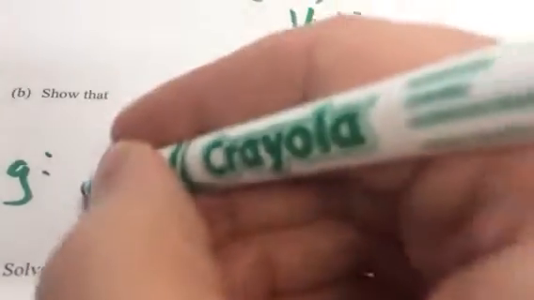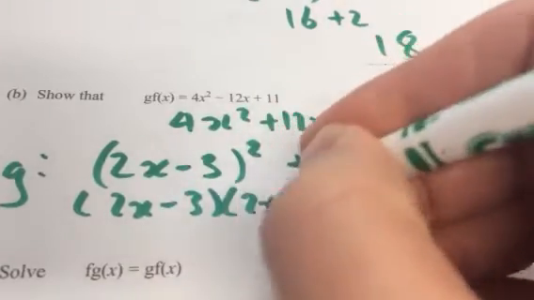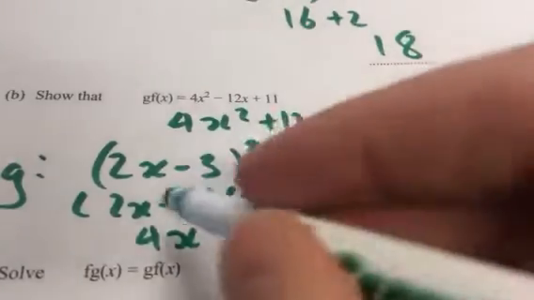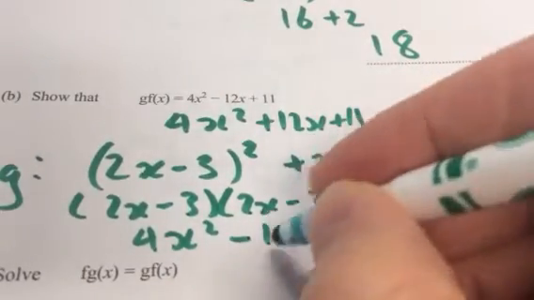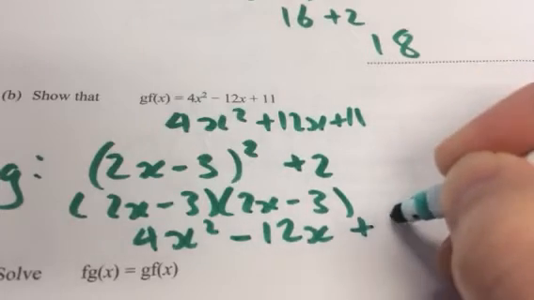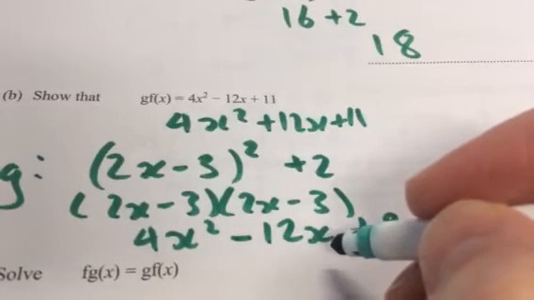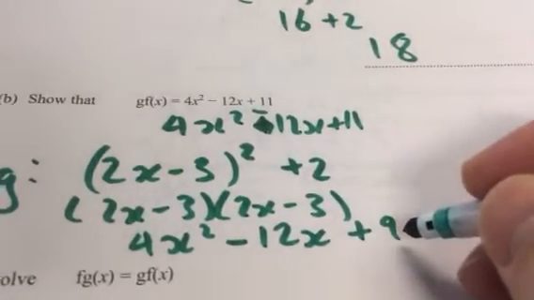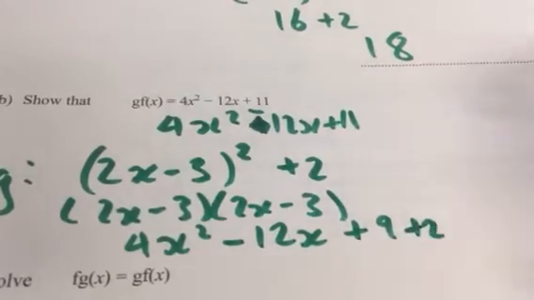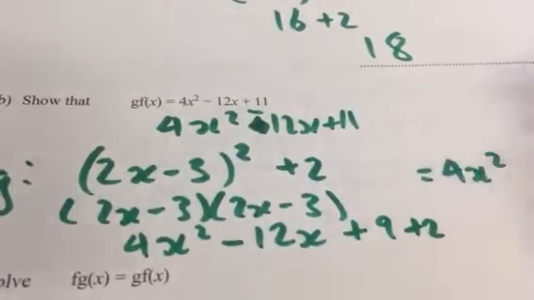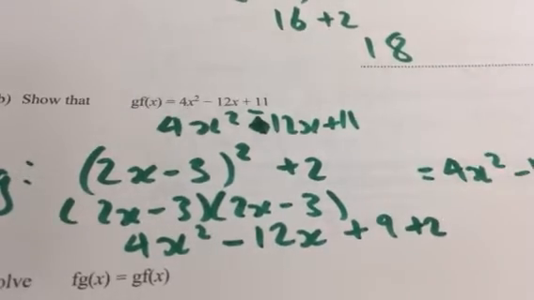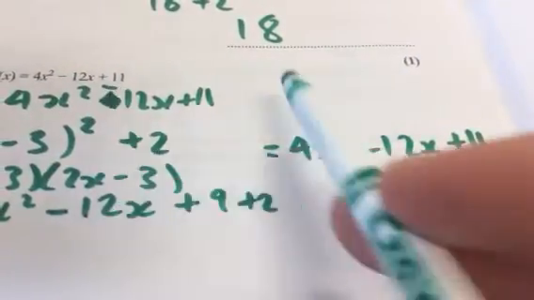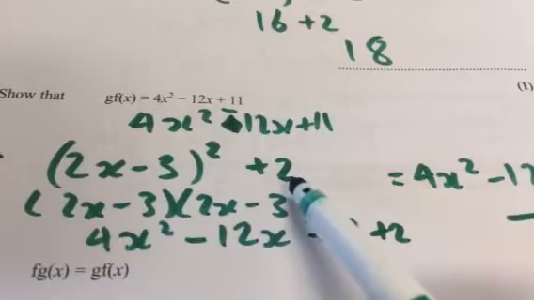So now 2x minus 3, now I'll do both brackets here, just to make sure that I don't make mistakes, and I get 4x squared. I'm happy with that because we need that. Minus 6x is minus 12x, plus 9. I've copied that down wrong there, that should be a minus there. Minus 9, but then I've got that 2 on the outside. So then I've got that 4x squared minus 12x plus 11, which is as required. I had to expand the bracket and then add 2.